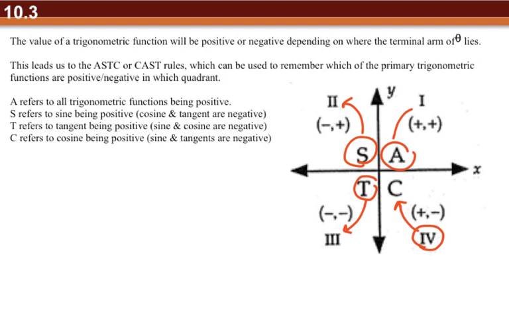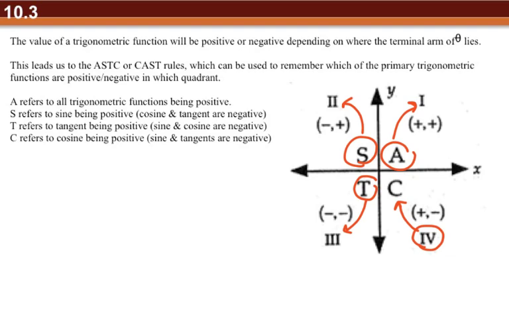And A in quadrant 1. A actually stands for all trig functions will be positive in quadrant 1. So, a quick look back at quadrant 2. If S means that sine is positive, what that implies is that the other functions, being cosine and tangent, will be negative.